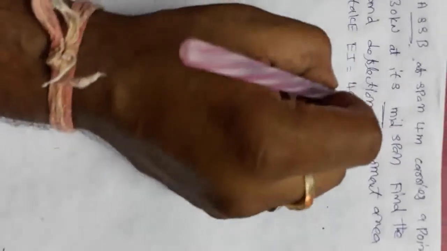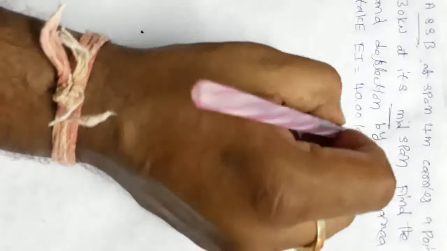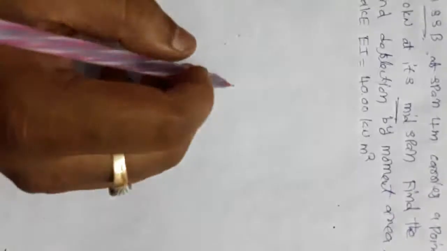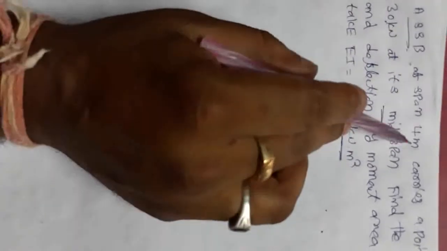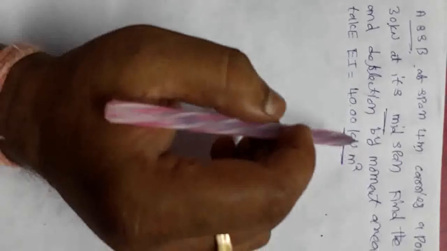4000 kilonewton meter square. Okay, here there is no problem with units. Why? Because these units are in kilonewton and meter square, the load is in kilonewtons, and the span length is in meters. There is no need for unit conversion.